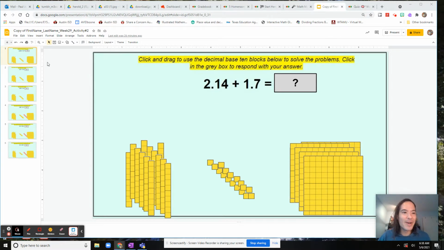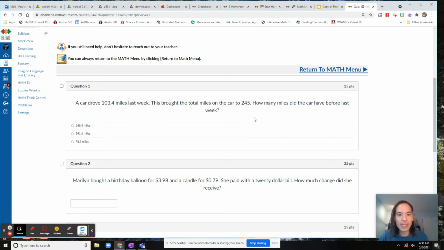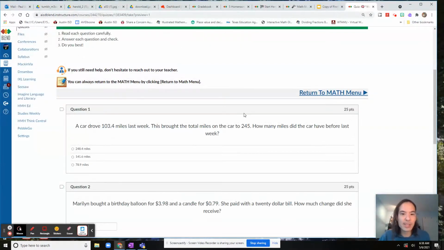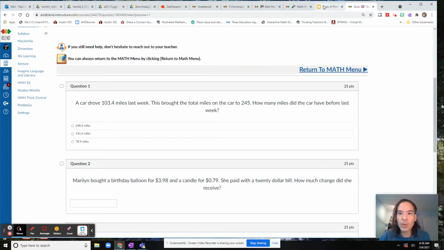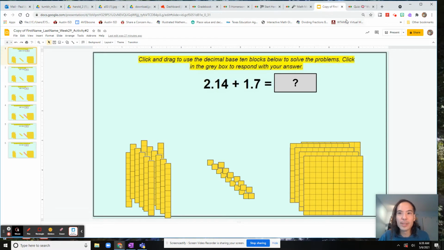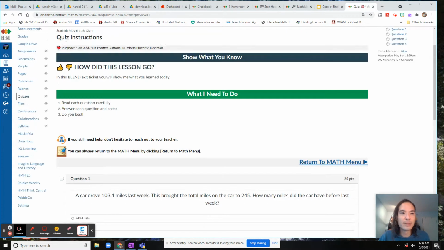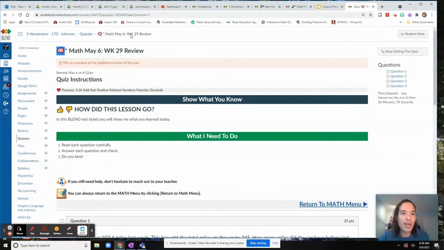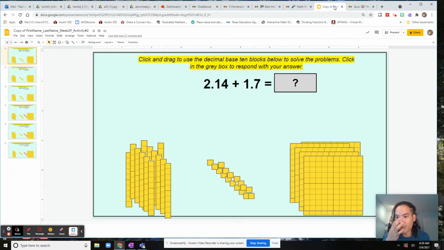Okay, so the first thing we're going to do is use the base 10 blocks to add and subtract. And then today you're going to have a quiz, and on the quiz it's adding and subtracting decimals as well. It's a practice quiz, not for a grade. So practice quiz today. Tomorrow you'll have a quiz on fractions, addition and subtraction of fractions, and that one will be for a grade. All right, so let's take a look at this.